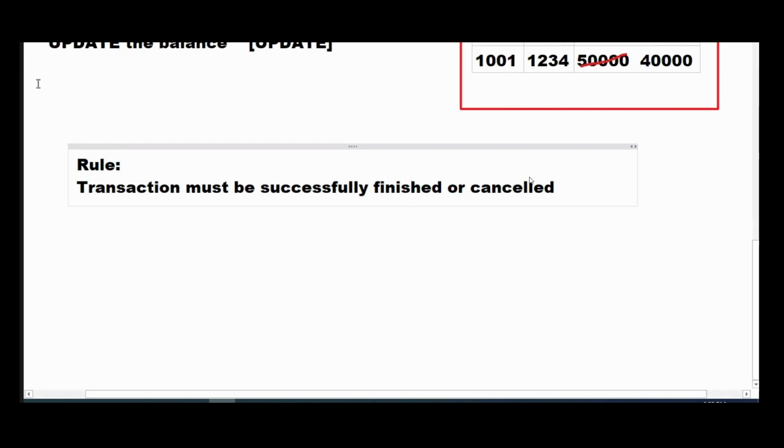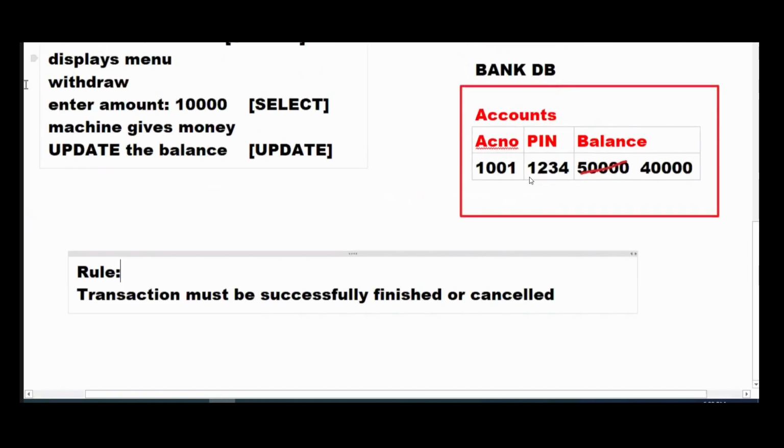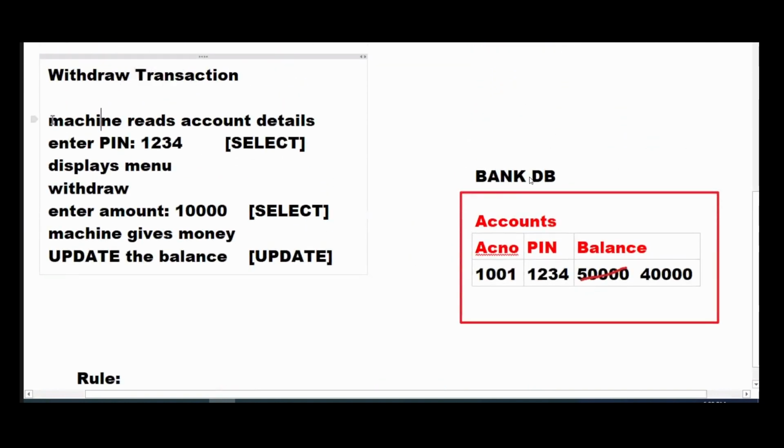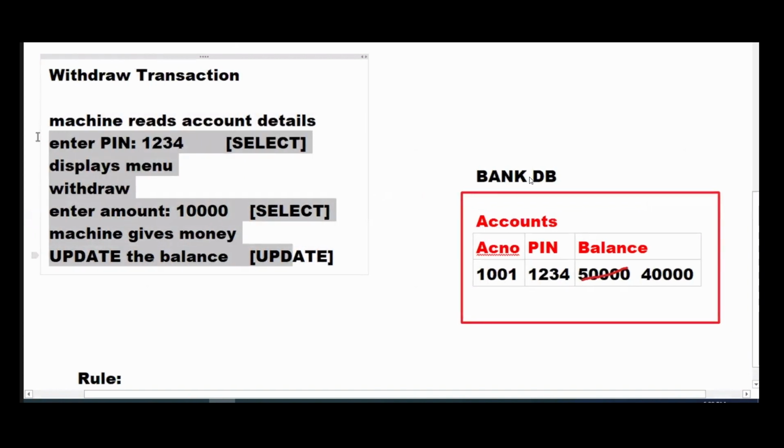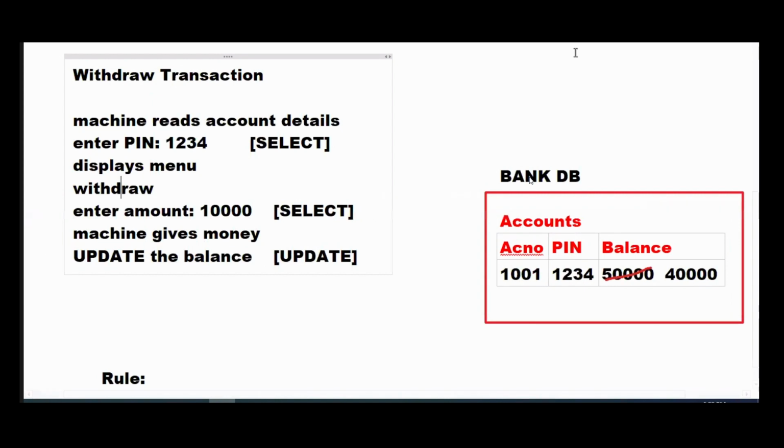So every transaction is a series of actions. For example, here the withdraw transaction. For the withdraw transaction, these many actions will be performed. So when we are performing the withdraw transaction, all these actions have to be performed, or all these actions should be cancelled. It should not be stopped in the middle. If a transaction is stopped in the middle, there is a problem. Every transaction must be successfully finished or totally cancelled. Don't stop in the middle. That creates a problem. There is a rule.